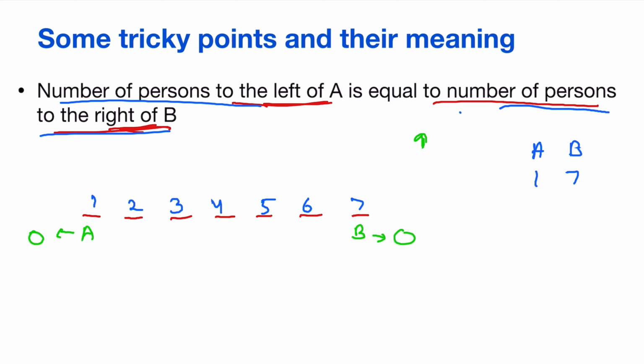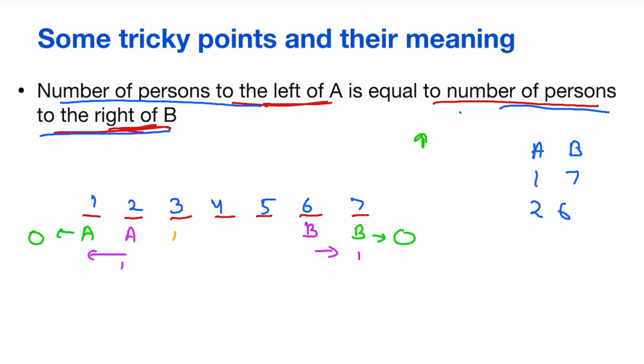But at the same time, if I put A here, to the left there is 1. And if I put B here, to the right there is also 1. This means 2 and 6 is also allowed. What about 3 and 5? Let's check it out.